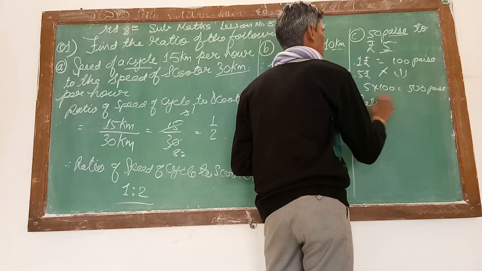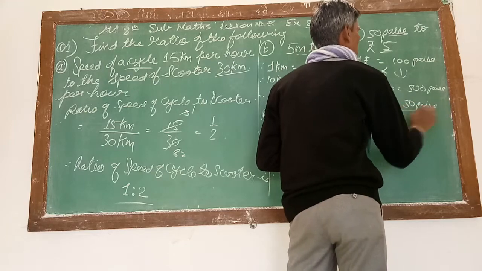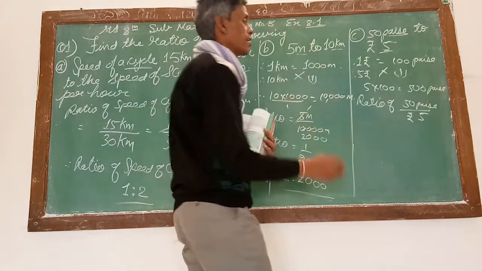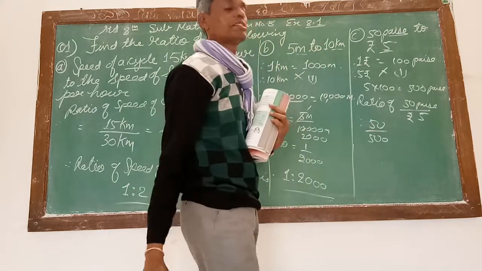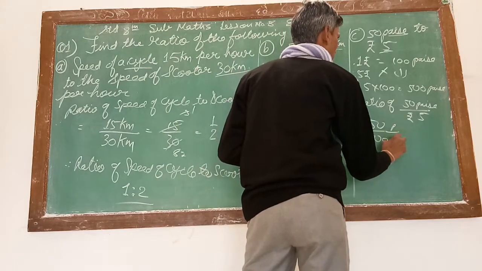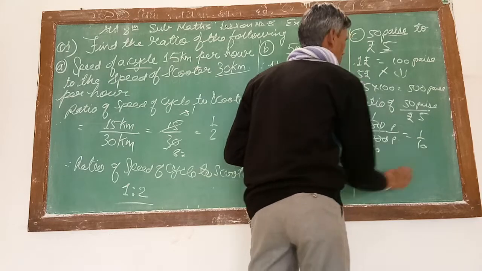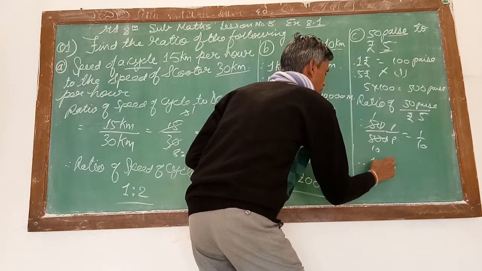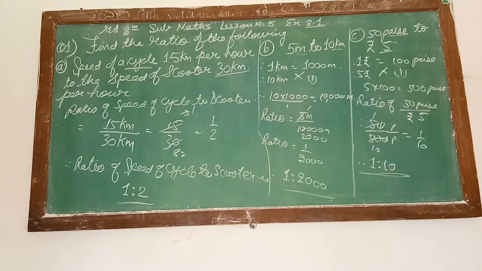Now, the ratio of 50 paisa and rupees 5. Instead of 5 rupees, we will write 500 paisa. Therefore, 50 upon 500 paisa. This is paisa and this is also paisa. Cancel the zeros, and 5 tens are 50, that is 1 upon 10. Therefore, the ratio is 1 is to 10. Students, followed? Now I'll explain the next question.